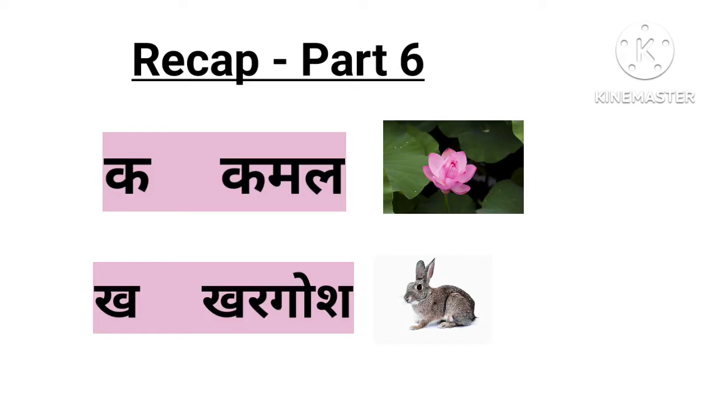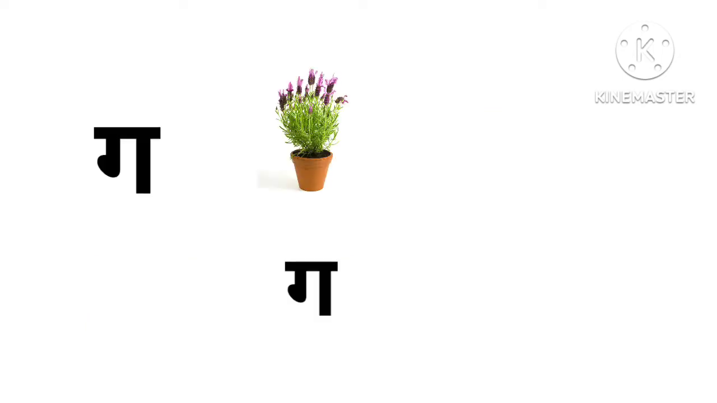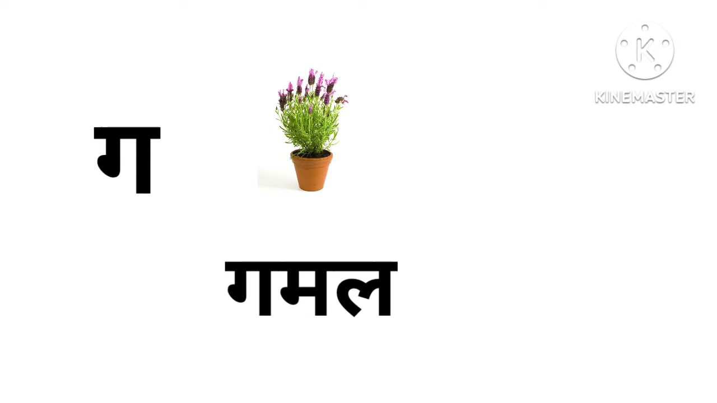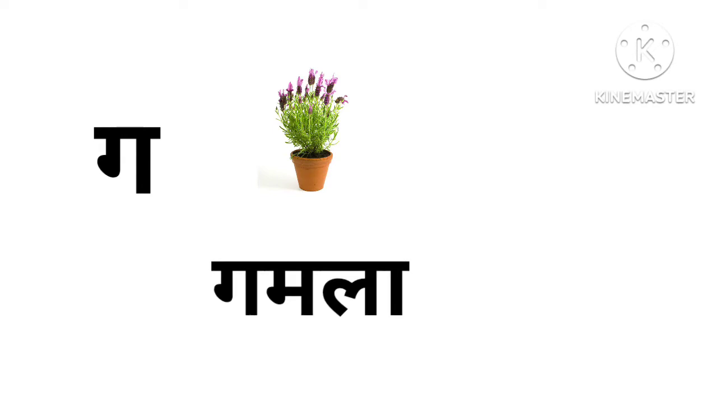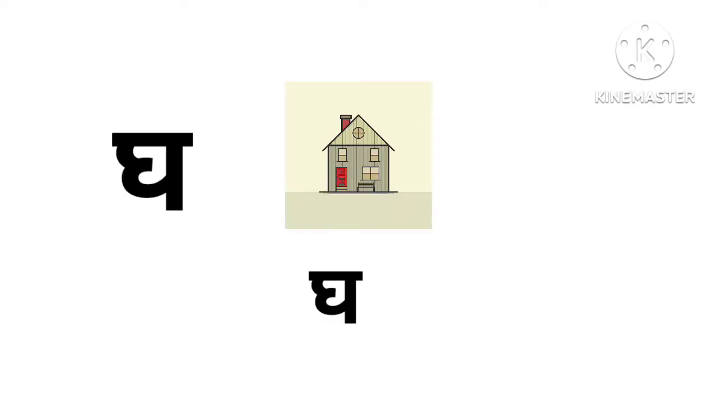Now a small recap of part 6. It's Ka se Kamal and Kha se Khargosh. Ga se Gamla. Gha se Ghar.